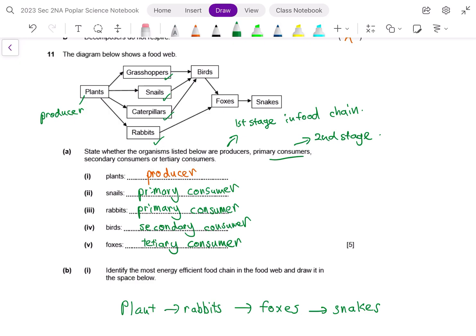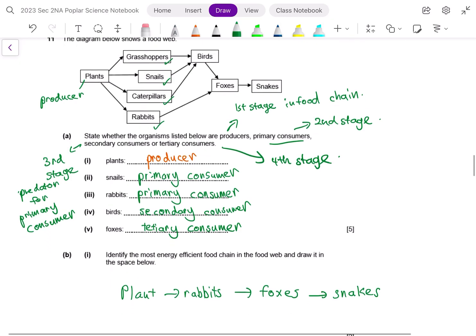Then we go to the third stage. Usually those that consume the primary consumers are the predators for the primary consumers, so that will be your birds. And then tertiary is usually the fourth stage already. You won't have too many stages because otherwise you're losing too much energy along the different stages. So foxes are the tertiary consumers.